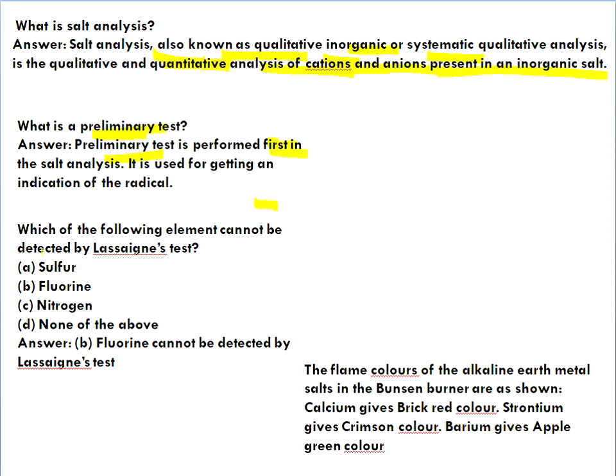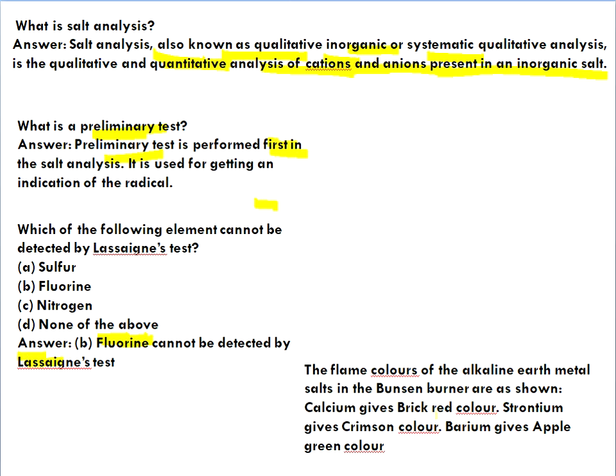Next question, which of the following elements cannot be detected by the Lassaigne test? Lassaigne test, you know that by sodium piece we confirm the Lassaigne solution. You have to heat it, and it is from functional groups, though we will make a video on functional groups also. So fluorine cannot be detected by the Lassaigne test. Only nitrogen containing groups are there. Fluorine cannot be detected by the Lassaigne test.